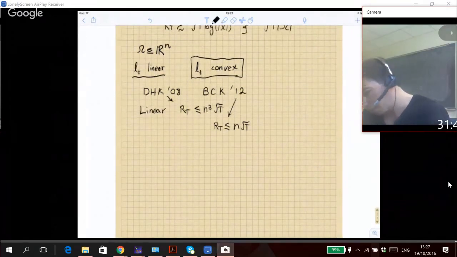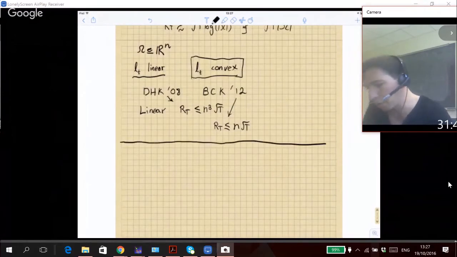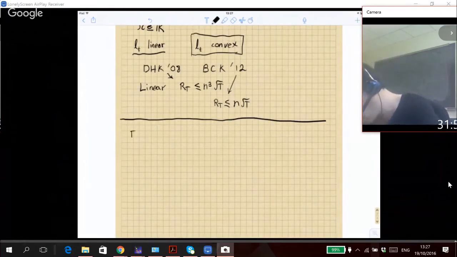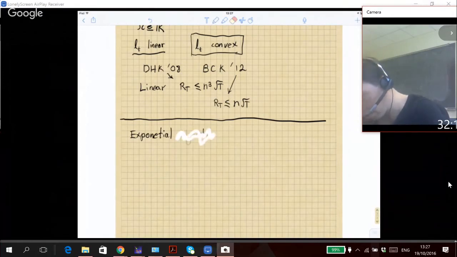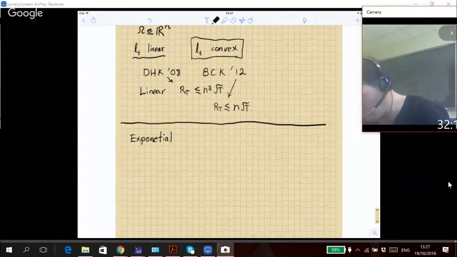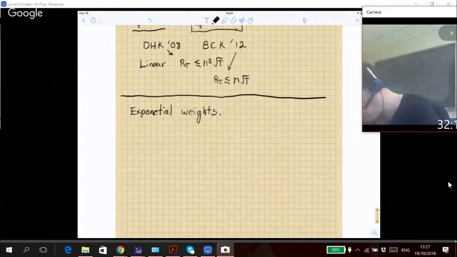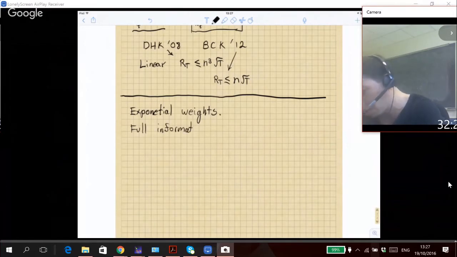Okay. So let me move on to some ideas of how to prove those bounds. The first idea relies on an algorithm from the 80s, I guess even before, but in the 80s people understood that it can be used for this, called the exponential weights. So let's first try to understand what we can do if we have full information, so the expert setting.